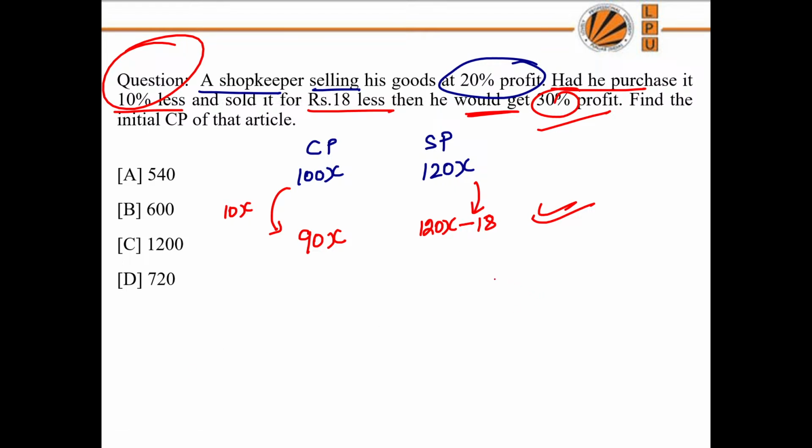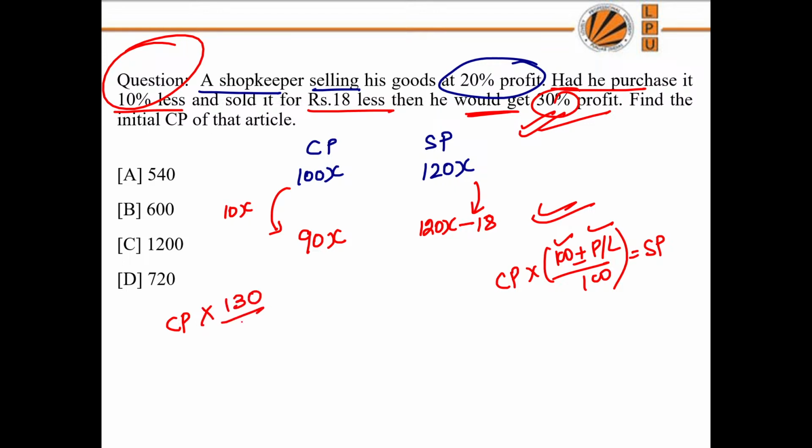I told you a formula in the morning for how you can get from CP to SP directly. When you multiply CP with 100 plus or minus profit or loss, divided by 100, it will always give you SP. Since in the second scenario he is getting 30%, you will write 100 plus 30, which becomes 130. So CP into 130 divided by 100 is equal to SP.